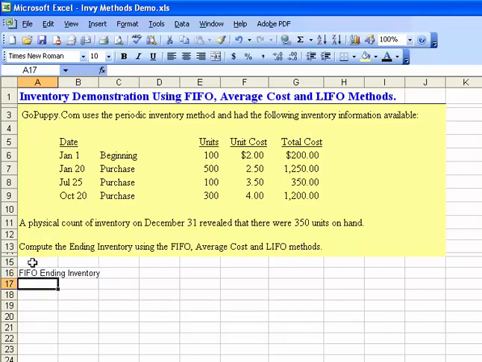Okay, FIFO is very much a layering approach where the first one in is the first one out. Now we're told right here that there are 350 units on hand. So we have to use this layering from the bottom to compute what inventory we have on hand. Under FIFO, we have 350 units to account for. First one in is the first one out, so the last one in is on hand. So we have 300 units, and I'm just going to write $4 per unit.